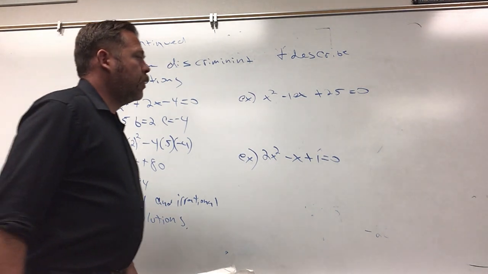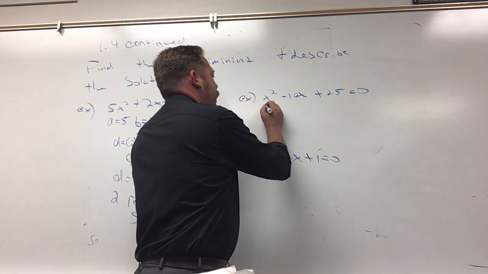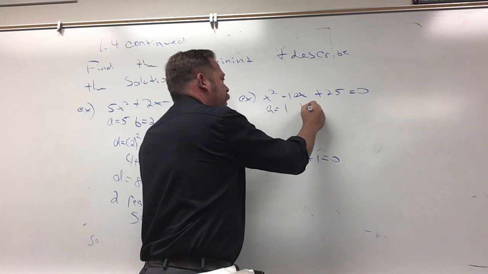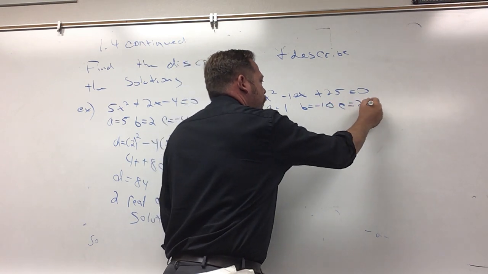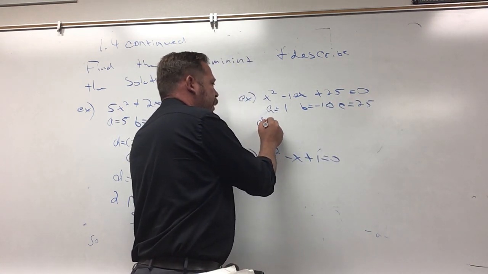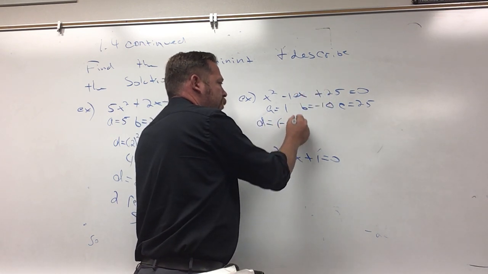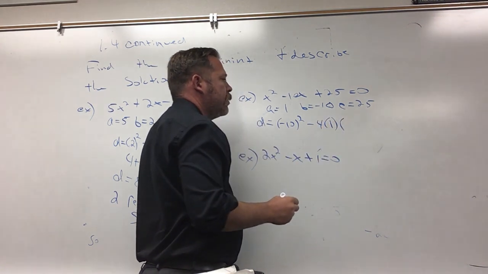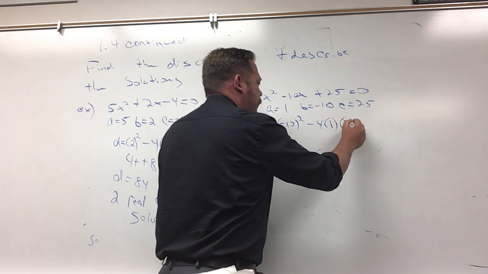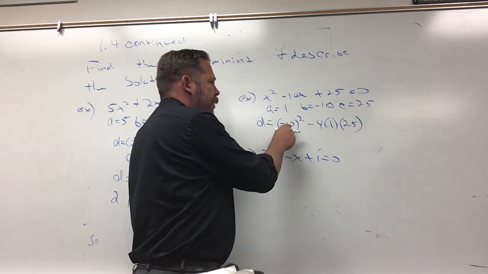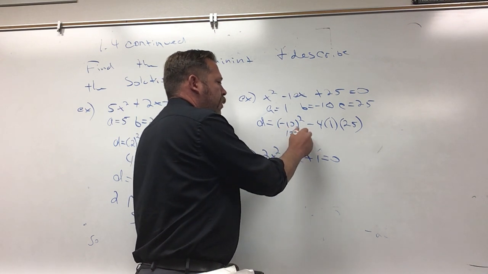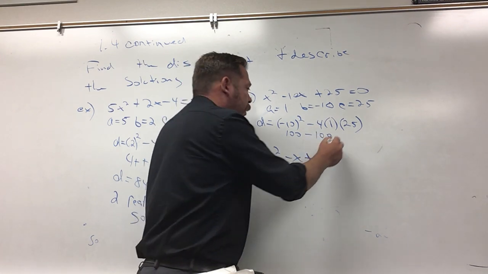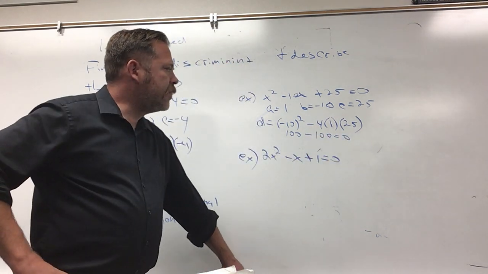All right? Let's do this one. This one's neat. A equals 1, B equals -10, C equals 25. So the discriminant D equals -10 squared minus 4 times 1 times 25. So -10 squared is 100 minus 4 times 1 times 25 is 100 equals 0. So the discriminant is equal to 0.